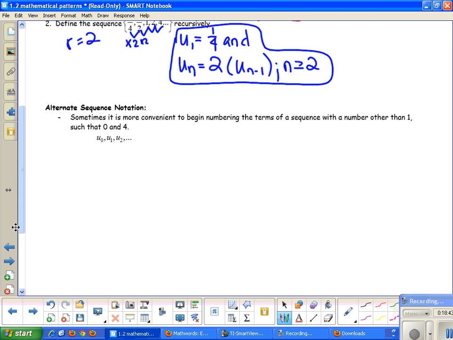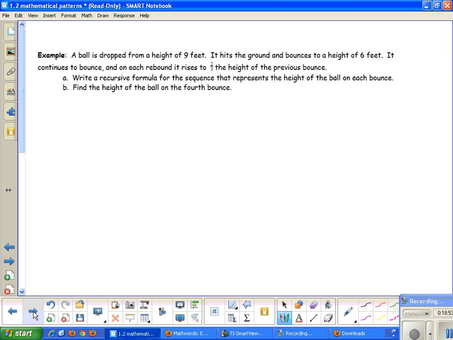And again, alternate sequence notation. Sometimes it's more convenient to begin numbering the terms of a sequence with a number other than 1, such as 0 or 4, etc. For example, let's say that a ball is dropped from a height of 9 feet. It hits the ground and bounces to a height of 6 feet. It continues to bounce, and on each rebound, it rises to 2/3 the height of the previous bounce. We want to write a recursive formula for the sequence that represents the height of the ball in each bounce. Find the height of the ball on the fourth bounce.